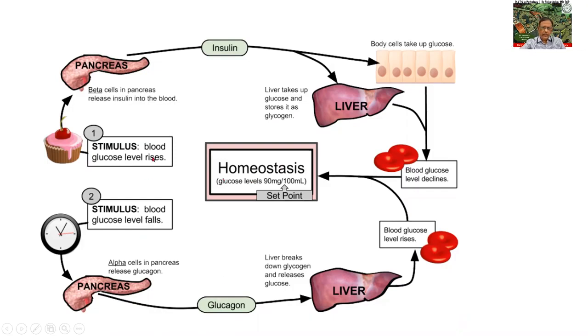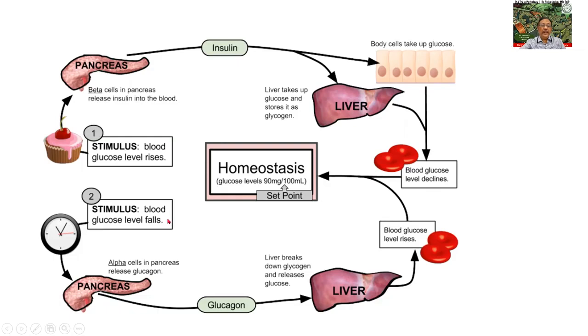In one, you find that the blood glucose level rises and there is the production of insulin by means of the beta cells. The insulin is being released and the liver takes up the glucose. There is a metabolism and it is stored. The body cells take up the glucose. As a result of which you find that the blood glucose level decreases. So this continues on one half.